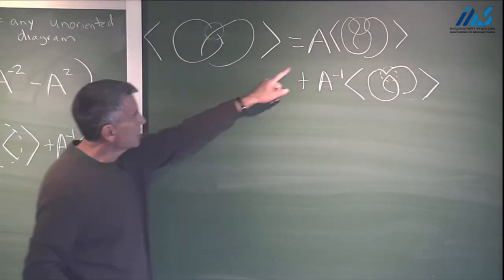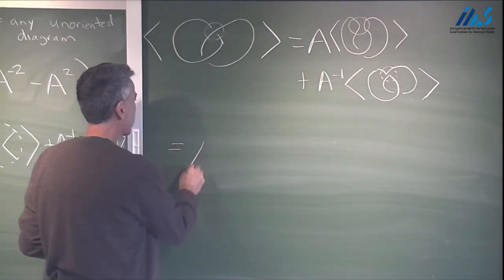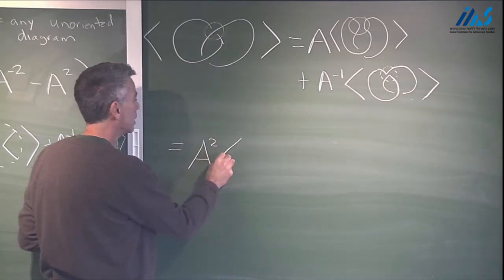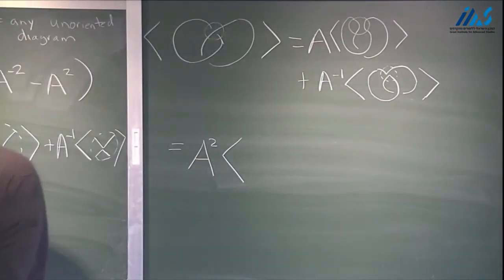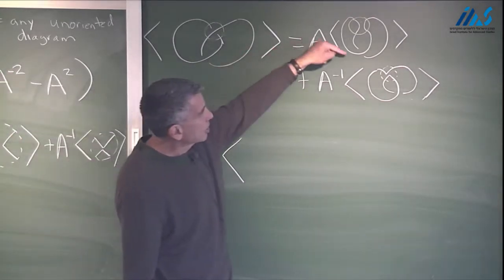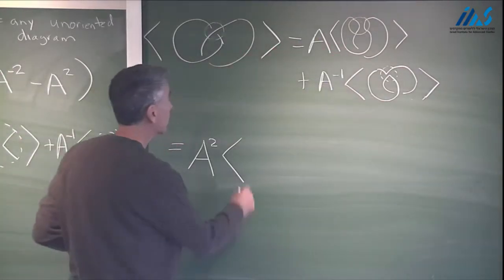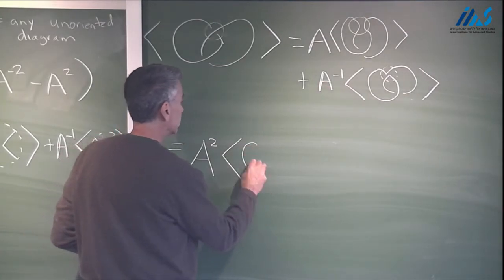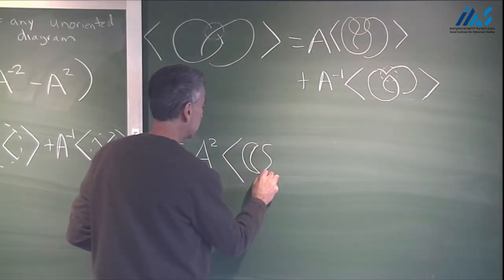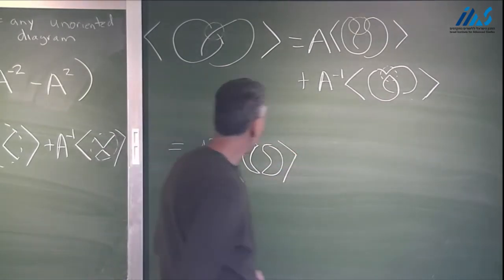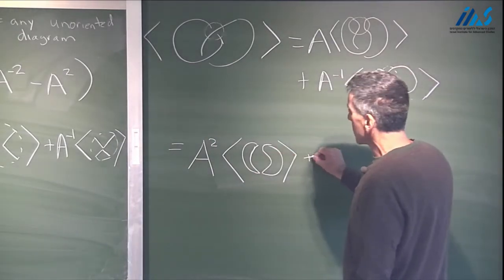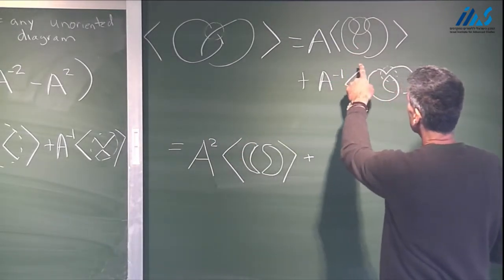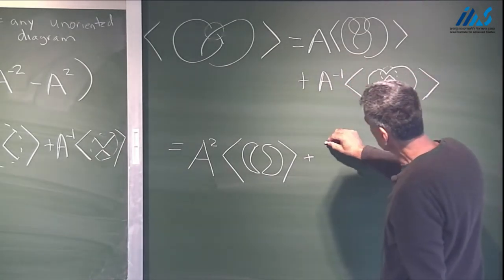So now we continue and resolve this one. We'll get an A times A term, an A squared term. And what will we get when we do the resolution there? As we go over, we go to the left, right? So we'll get something like that, a link with 2 unknotted components. And then we'll get an A times an A inverse when we do the other resolution here, which will give us what?